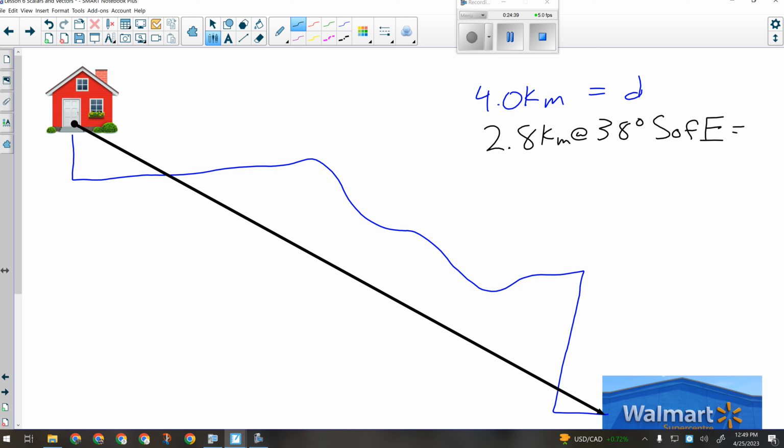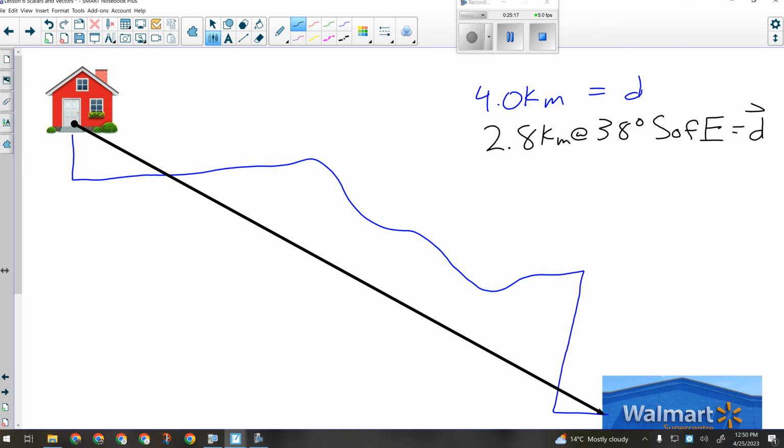Vector or scalar? Vector. It has magnitude, 2.8 kilometers, and direction, 38 degrees south of east. So this is a displacement. That's d with the little arrow. That is how much I have changed my position. My initial position was home. My final position is Walmart. And that involved me changing my position by 2.8 kilometers in a direction of 38 degrees south of west, or south of east, sorry. Everyone all right with that?